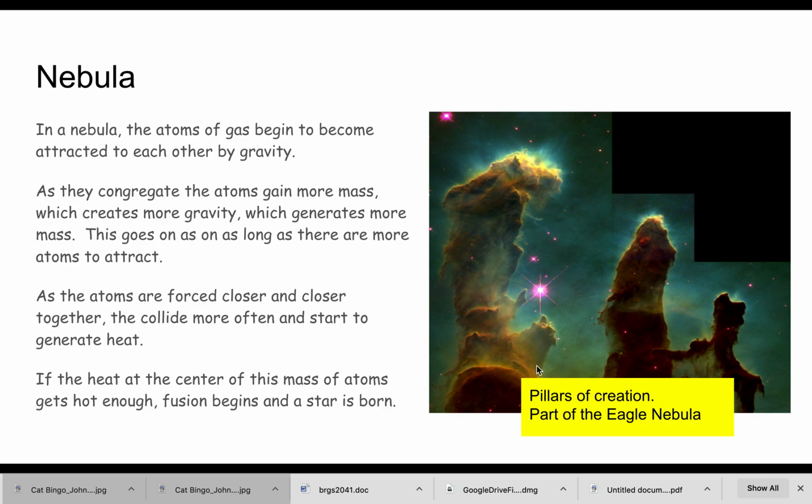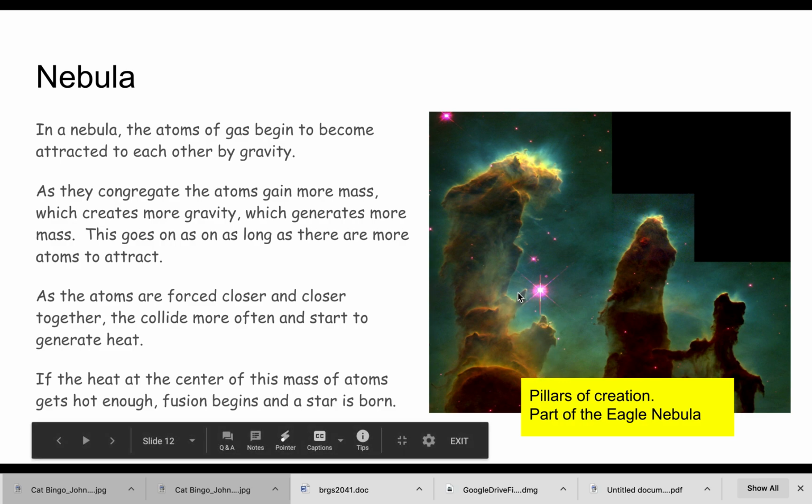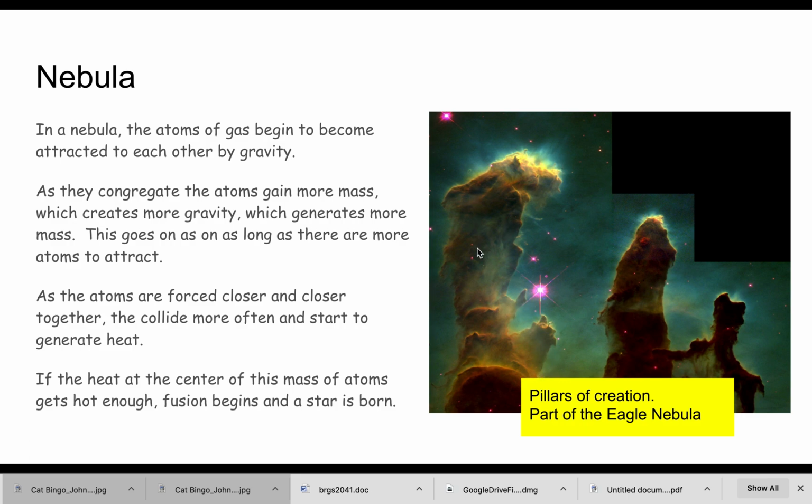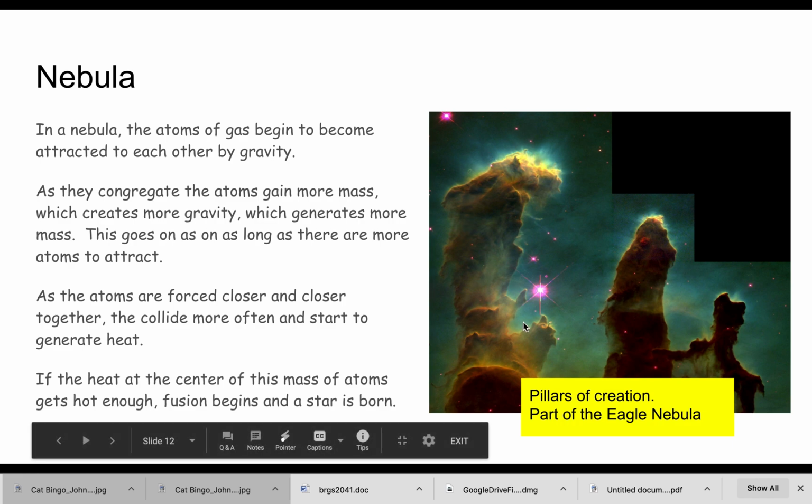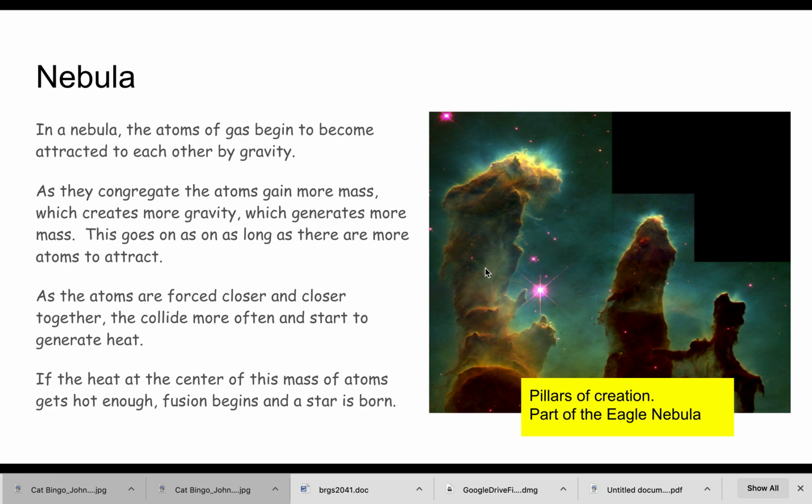Here are images taken from the Hubble Space Telescope. They call this the Pillars of Creation, and this is just a section of what's called the Eagle Nebula. And this is where new stars are being born. They call this a stellar nursery, a place where new stars are born.